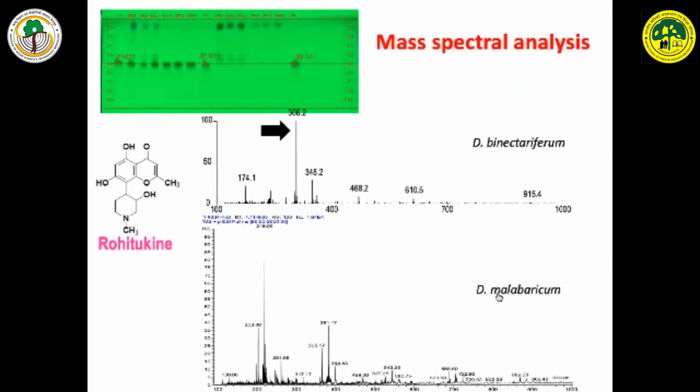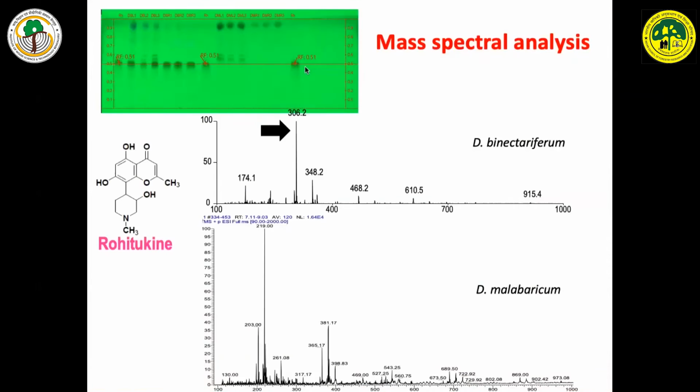As I mentioned earlier, the same sample has been subjected to LC-MS analysis. You can see all these bands which correspond to the chemo marker molecule. And the same molecules are absent in another plant, Diazolam malabaricum. All this can be done within just 1 hour, and this part in half an hour. So even within 1.5 hours, we can identify what kind of species the sample belongs to.